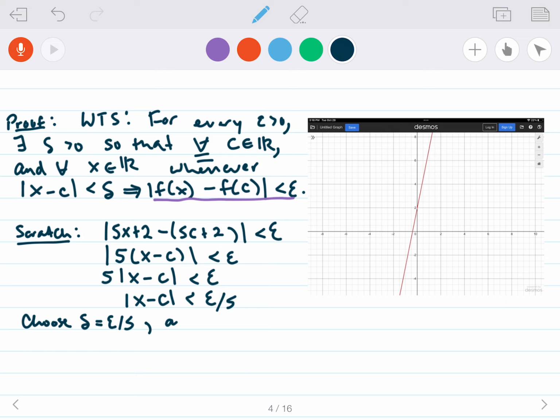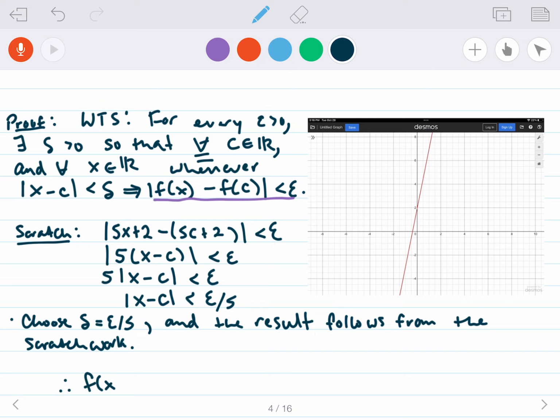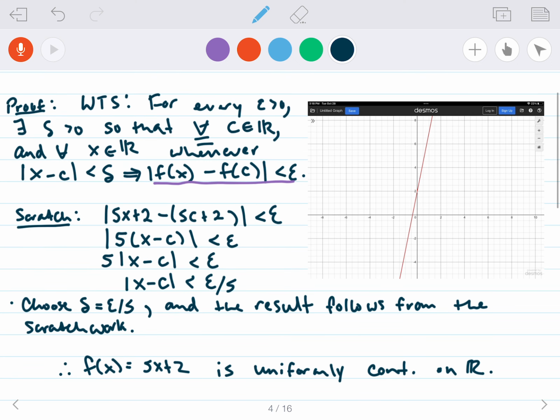I'm just going to put, the result follows from the scratch work, since we know how to write these proofs formally now. Follows from the scratch work. Okay. Therefore, f of x equals 5x plus 2 is uniformly continuous on R. Okay, so any c will work here.